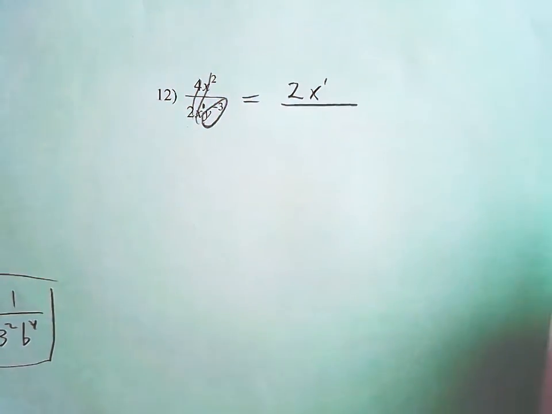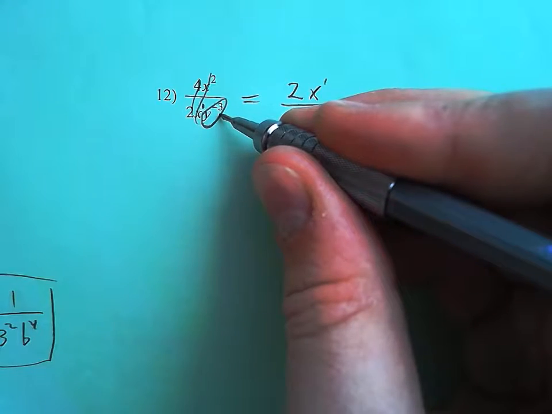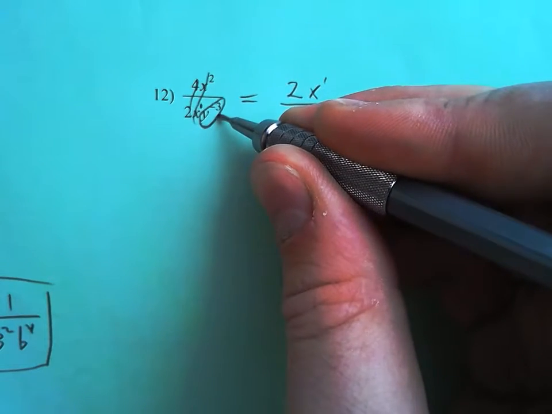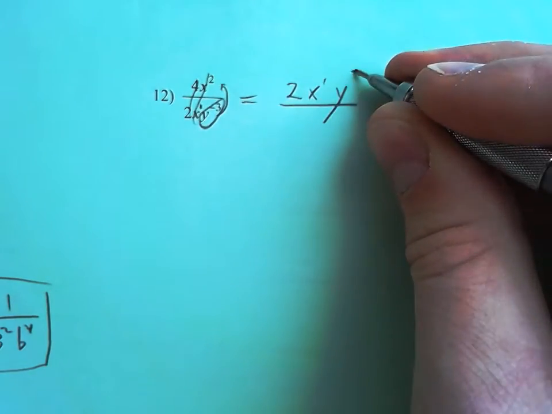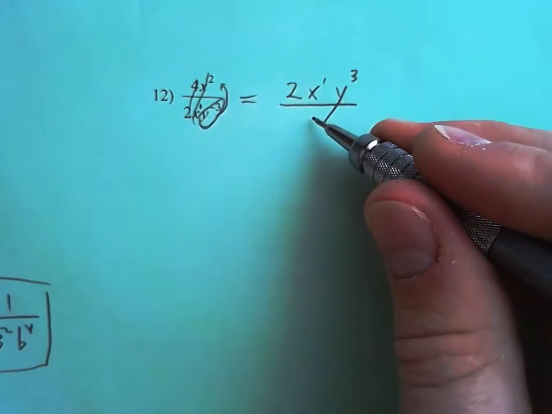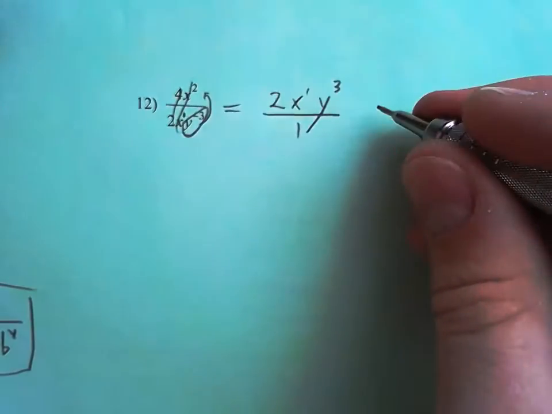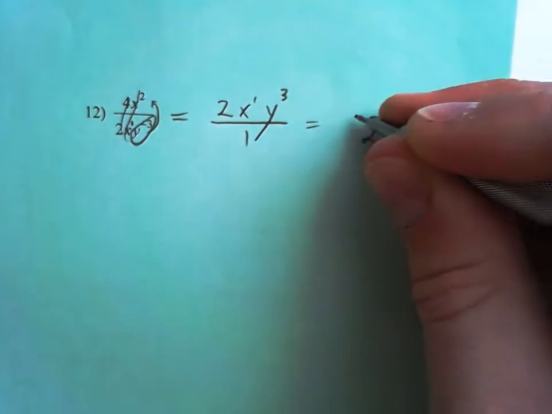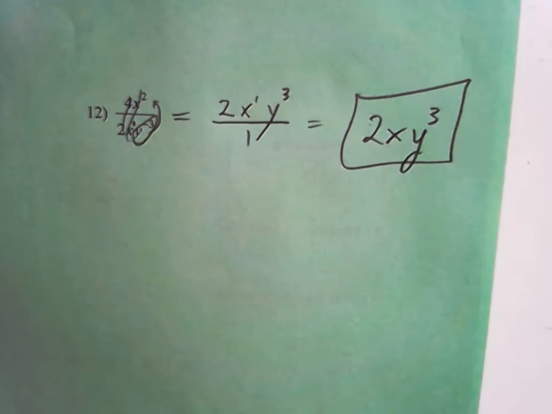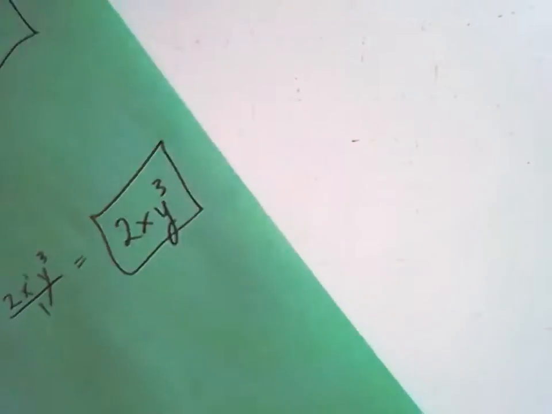Y to the negative 3. If the exponent is negative on the bottom, it's going to go to the top. So it will be y to the positive 3. And there's nothing left on the bottom, so it's divided by 1. So it's just 2x y cubed. Almost done.